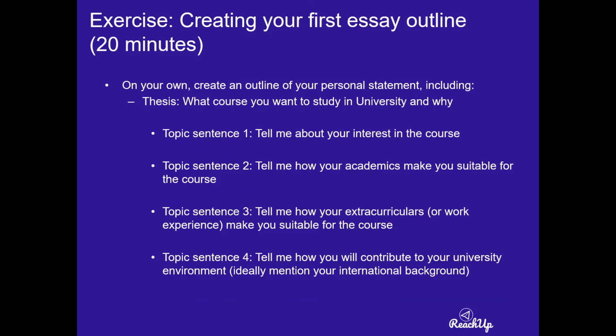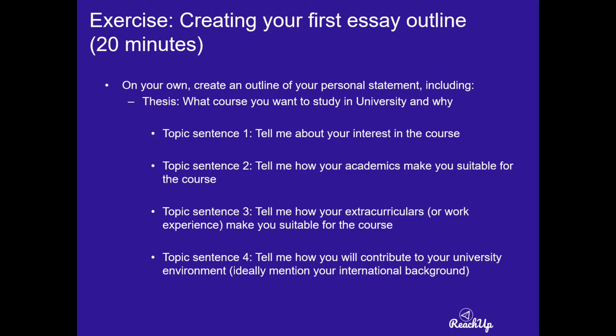You should spend 20 minutes now. Take that time to write out the outline of your personal statement. And again, it'll include the thesis, which should describe what you want to study in university and why. The first topic sentence, which is what you're telling us more about your interest in the course. The second topic sentence, which is you telling us about your academics and how they make you suitable for the course. The third topic sentence is telling us how your extracurriculars or work experience make you suitable for the course.